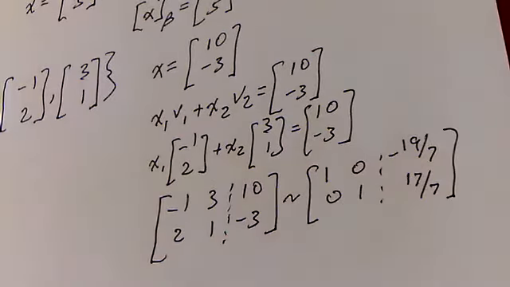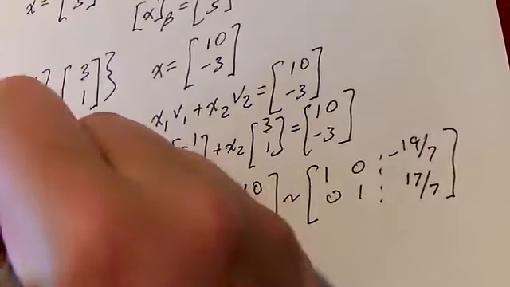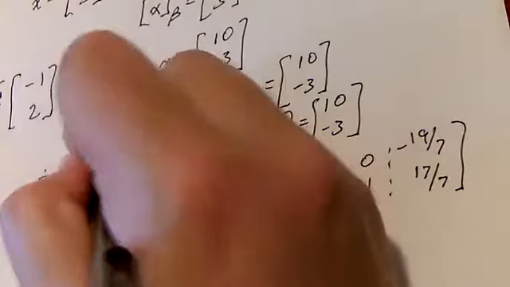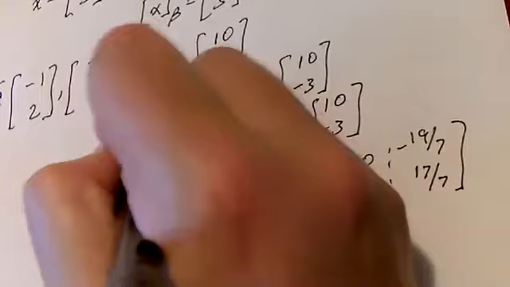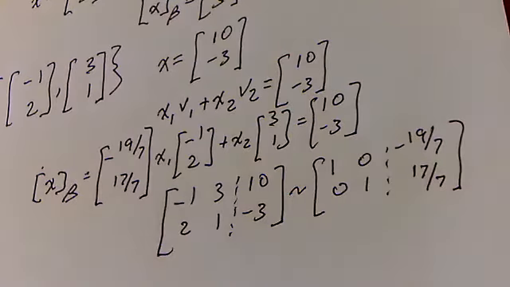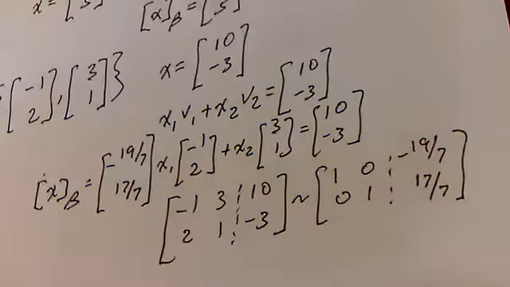Okay, which means that the coordinate vector for x with respect to the basis B is equal to negative 19 over 7, positive 17 over 7. Okay, but you have to have a basis in order to do that coordinatizing or making that coordinate vector. Okay, let's look at the next one here.